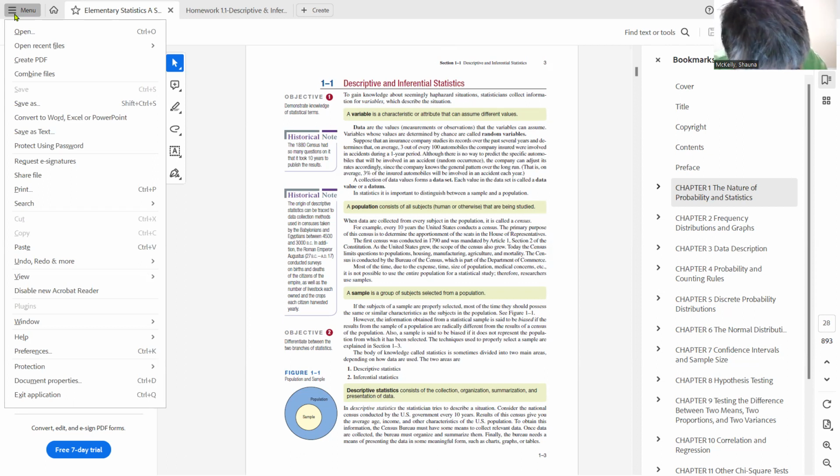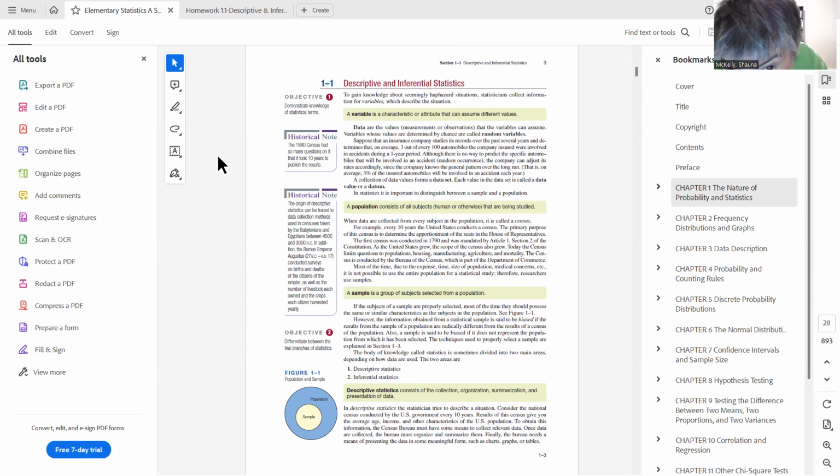Interesting. Don't know why, but it's not letting me blow this up, so I will just read this to you.